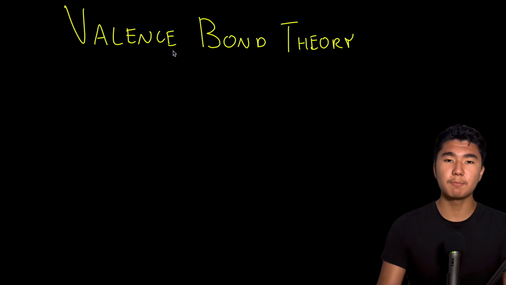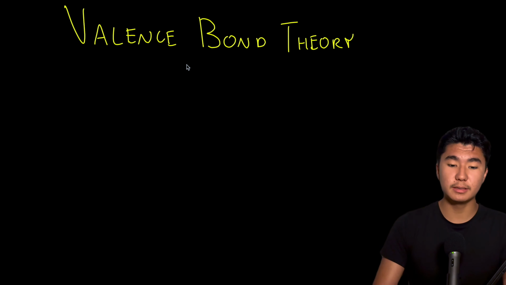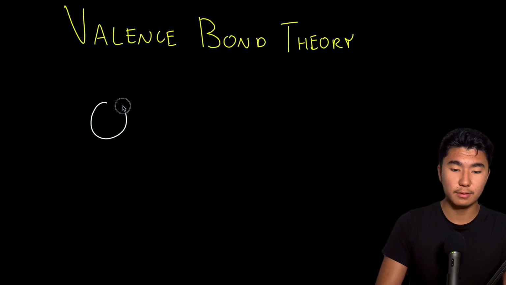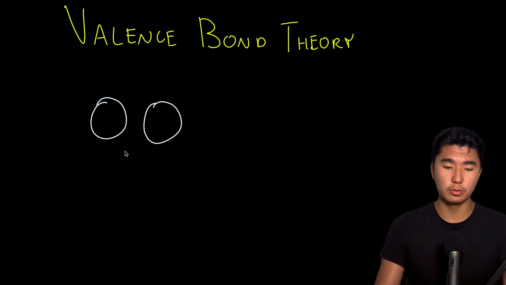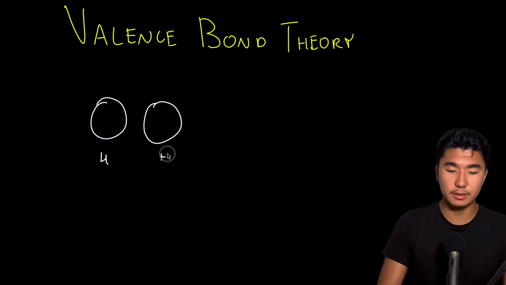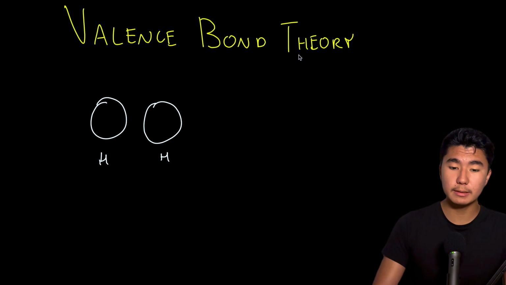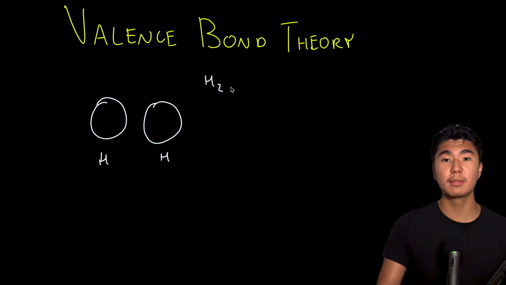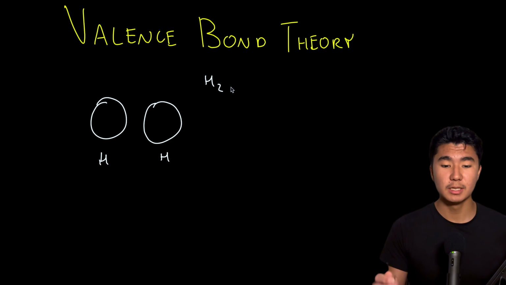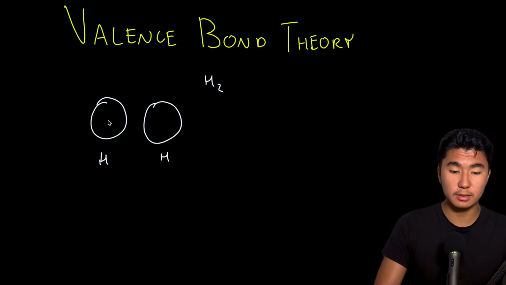So valence bond theory is this idea in which we have these atomic orbitals, and let's say this is hydrogen and this is hydrogen. When these two hydrogens combine, we have H2, or we can think of it as hydrogen gas. The way they combine is, let's say both of them have their own valence electron, and both of these are going to be the 1s orbitals.